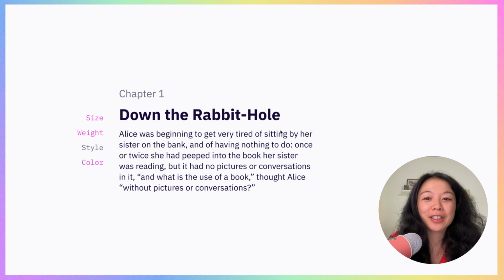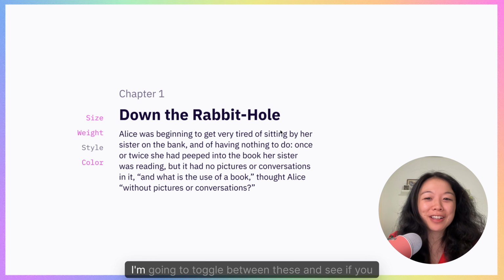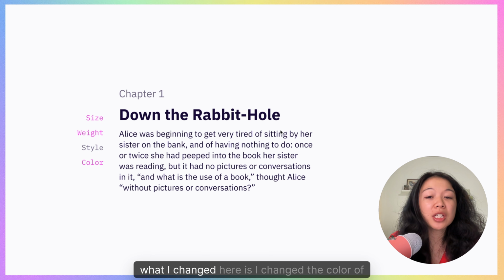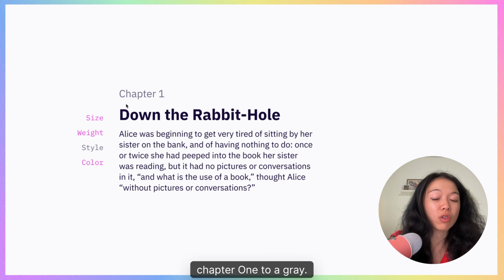Next, we have color. Maybe you didn't notice a change. I'm going to toggle between these and see if you notice a change. So what I changed here is I changed the color of chapter 1 to a gray.